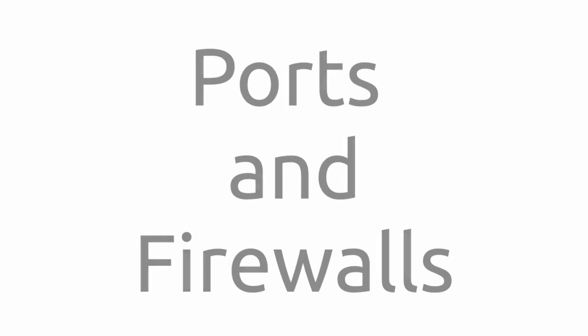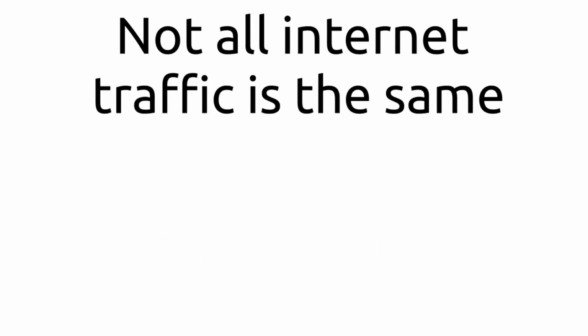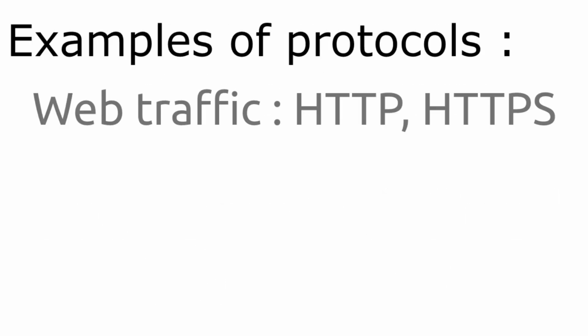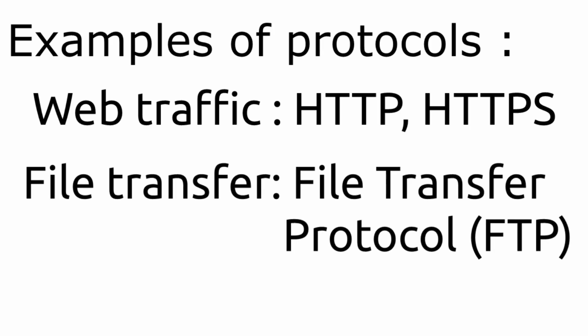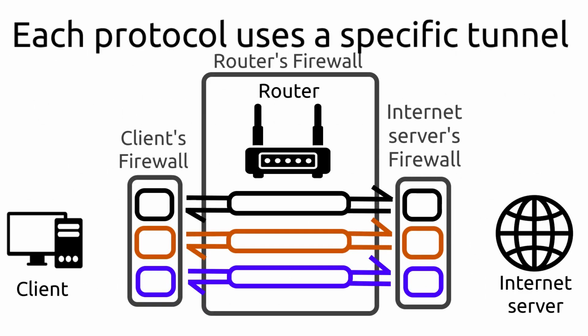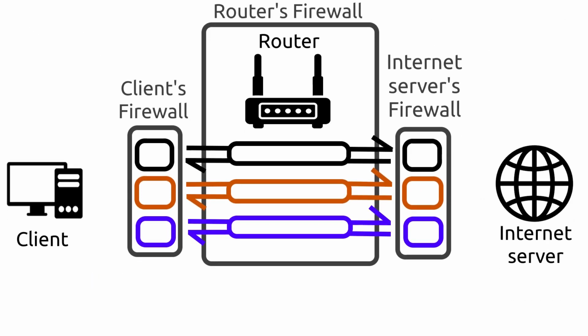Now we will explain the concept of ports and firewalls. Internet traffic varies in type. Each type is defined in a protocol. For example, web traffic uses HTTP and HTTPS. There's also the file transfer protocol used for downloading files from another IP. There's also the secure shell protocol for remote device login. Each protocol uses a specific tunnel for sending and receiving information of that type. We call that tunnel a port.